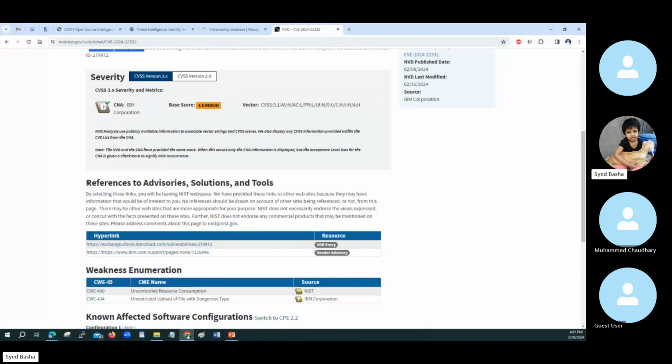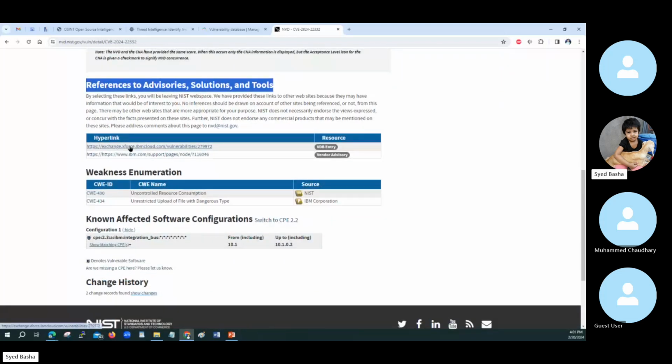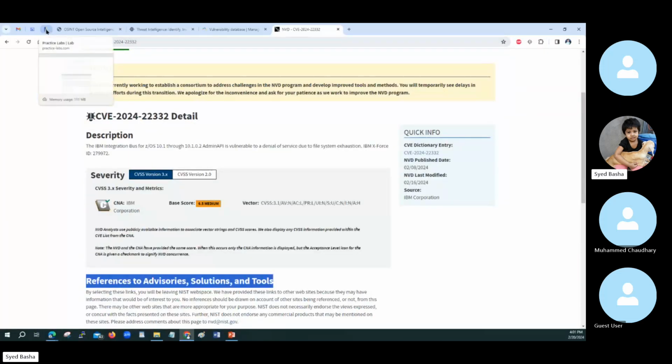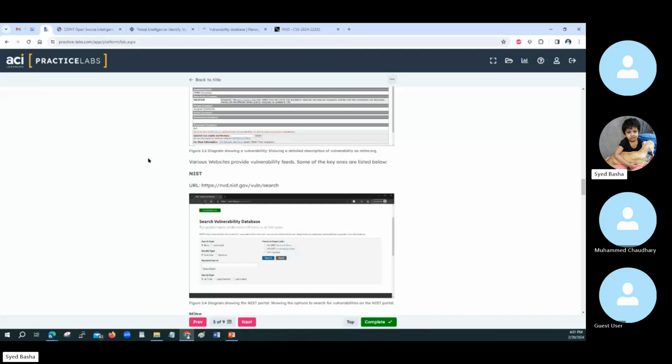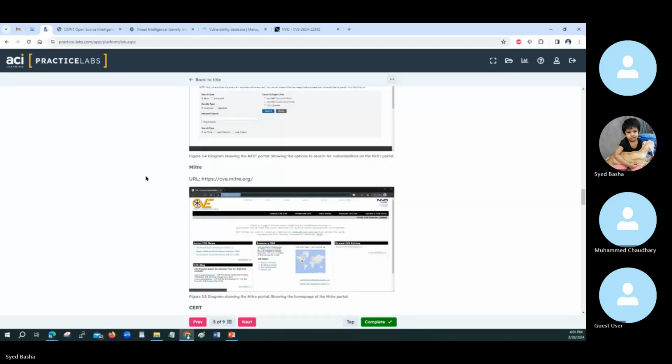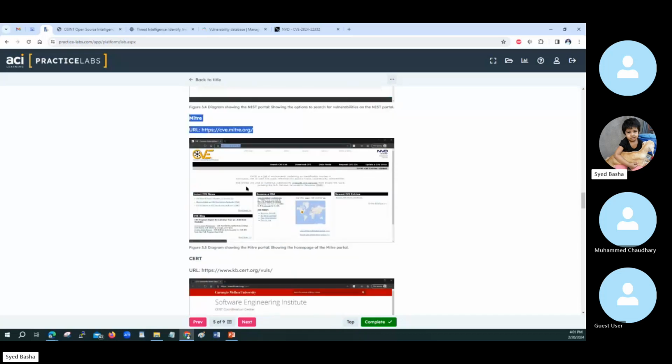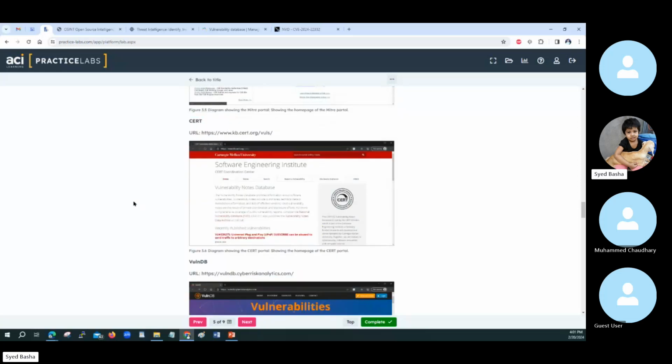They also mention the references, advisories, solutions, and tools. These are hyperlinks which will give you more idea or control. So this is what vulnerability management is. NIST also gives you such a kind of searching of vulnerabilities. We have already learned about NIST. And there is something called MITRE. They also give the CVE scoring system and everything.